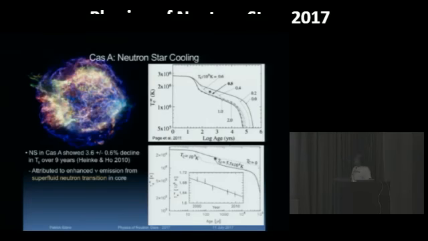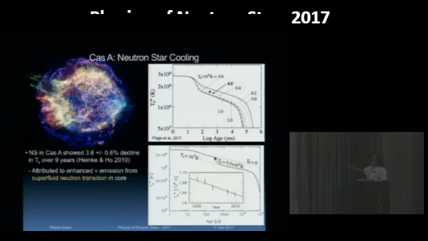And in 2010, Craig Heinke and Wynn Ho wrote a paper saying that they looked at the data from Cassiopeia A year after year and found that the temperature was declining. And not only was it declining, but which was kind of surprising, that it was measurable over only 10 years, but it was declining very rapidly. This led to more than one theoretical paper about how that might happen.